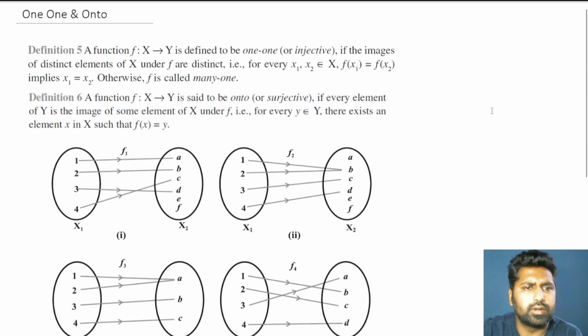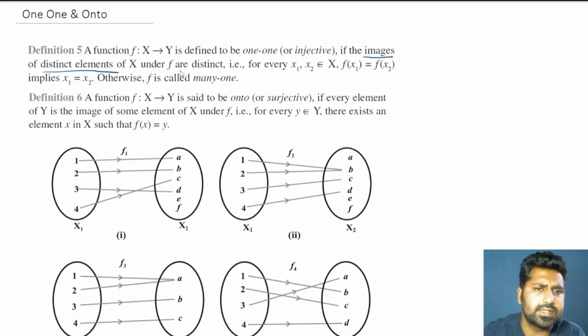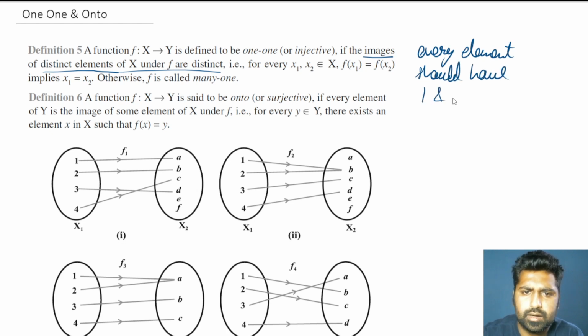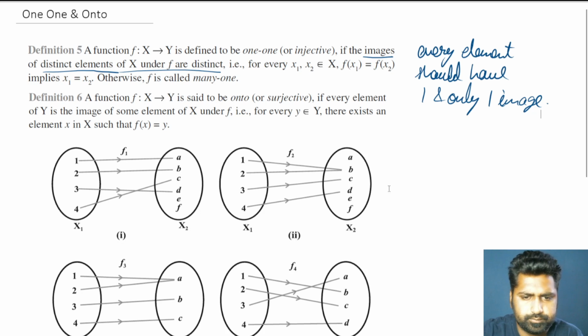Let's look at one-one first. One-one says a function is said to be one-one if images of distinct elements under f are distinct. Now I will simplify this. I'll say every element should have one and only one image. Okay, every element should have only one image.